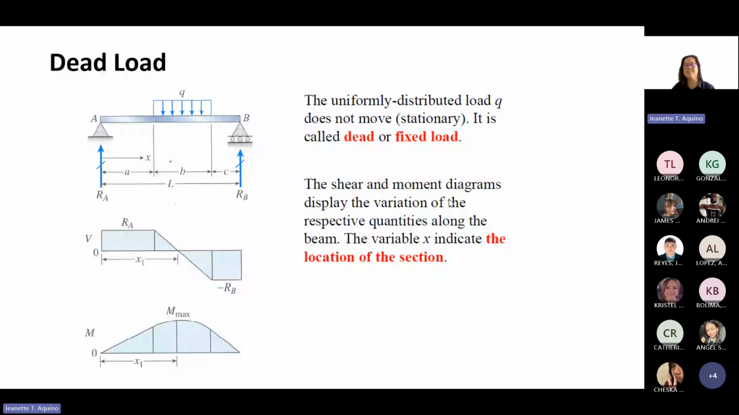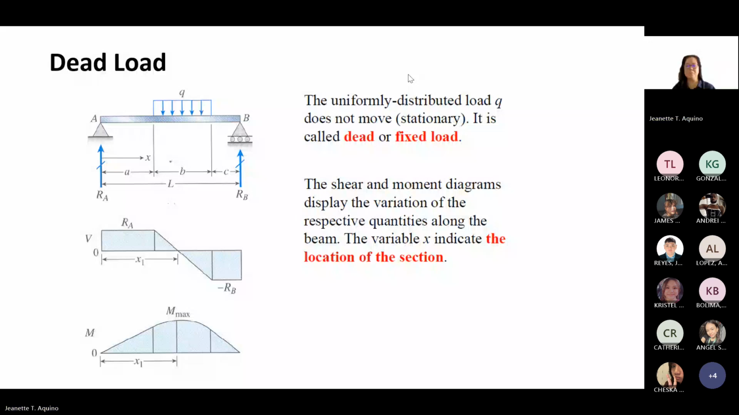Okay, so our load is a uniformly distributed load q that does not move. So it's a stationary load. It is called dead load or fixed load. The shear and moment diagrams display the variation of the respective quantities along the beam. The variable x indicates the location of the section.